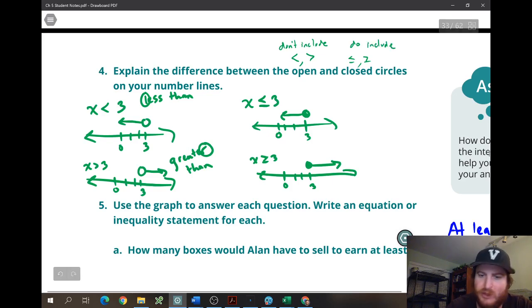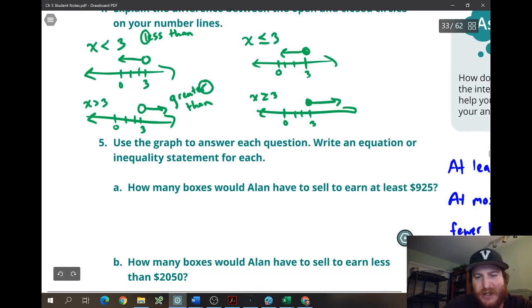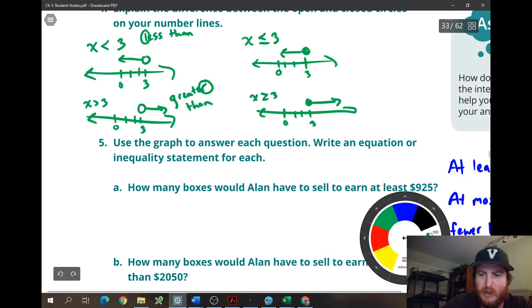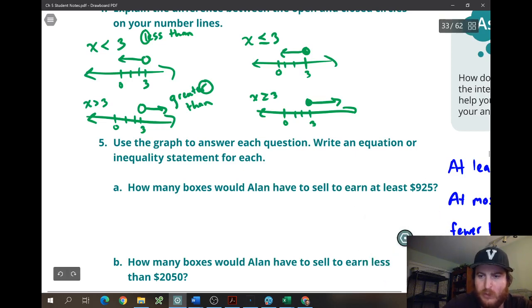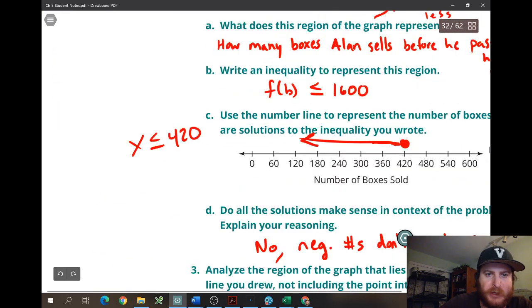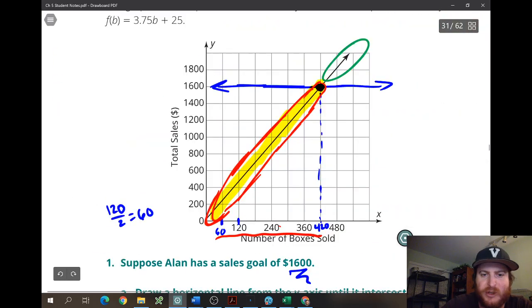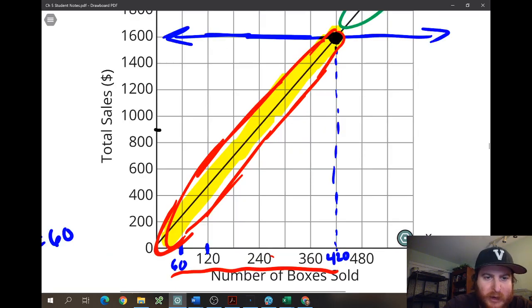Okay. So using the graph, it says use the graph to answer each question. I'm going to use the graph and the equation, and I'll explain why. How many boxes would Alan have to sell to earn at least $925? So if we go up to $925, the problem with just using the graph is I don't really know exactly where 925 is. That's about 900. 925 would be a little bit over it. It looks like it's dead on at 240, but I'm not 100% sure. So I think it's probably at 240, but I'm going to use our equation just to be safe.